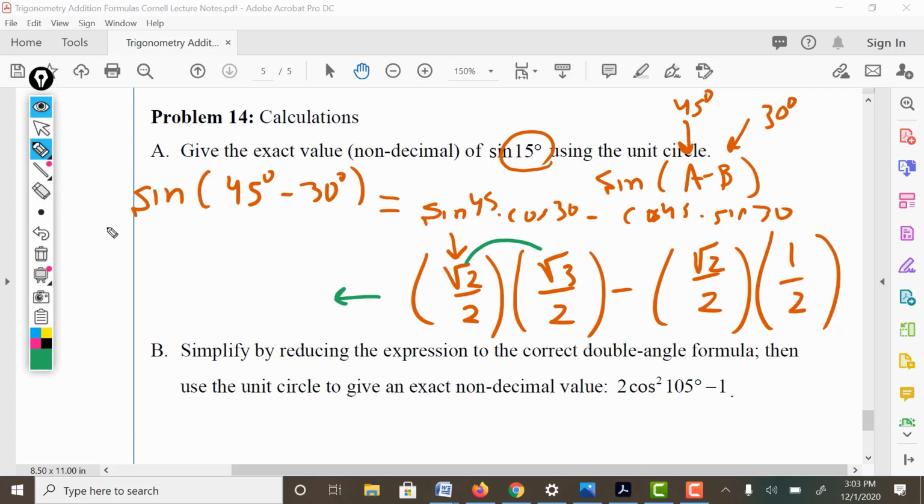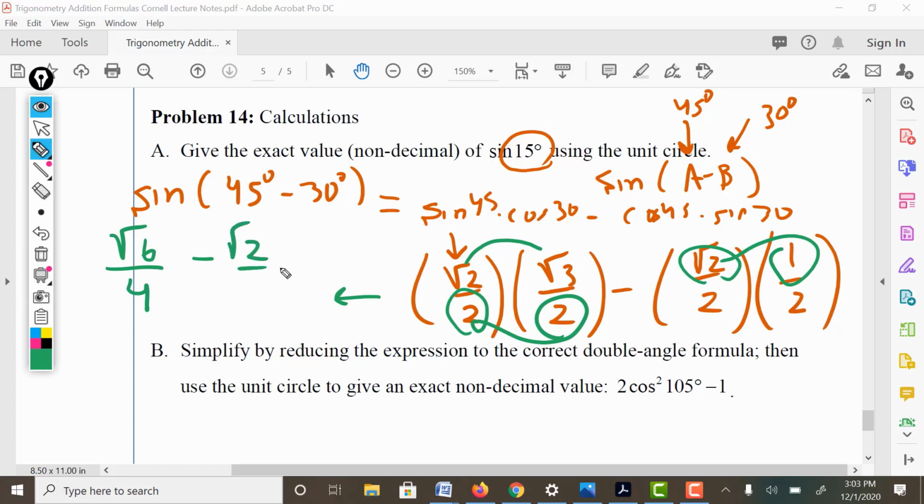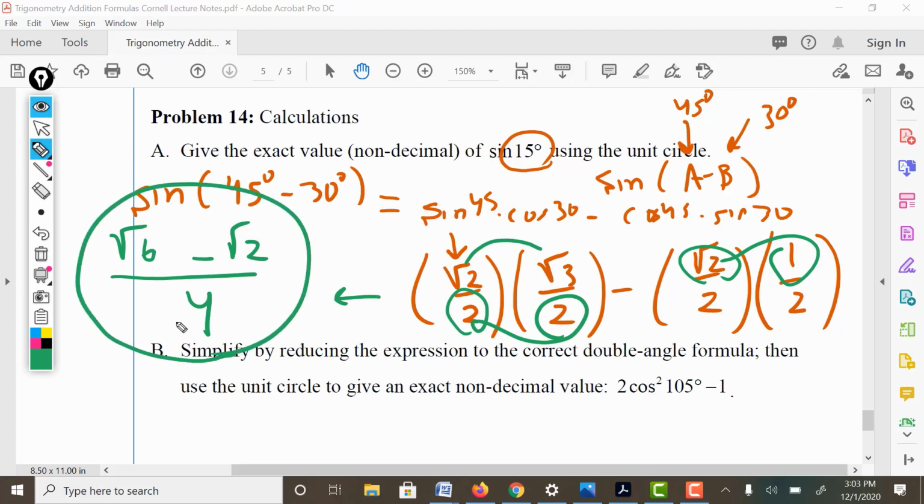Multiplying radical 2 and radical 3, I get radical 6. 2 times 2 is 4. Radical 2 times 1 is radical 2. And the denominator again is a 4. That's nice. So we can actually write these out underneath 1 denominator of 4. So to answer the question then, sine of 15 degrees is equal to radical 6 minus radical 2 over 4. That is the exact non-decimal correct complete answer using the unit circle and using the difference formula for sine.